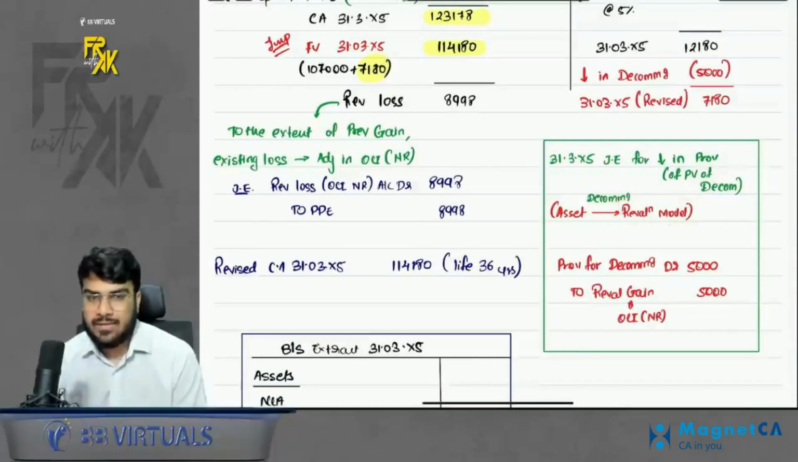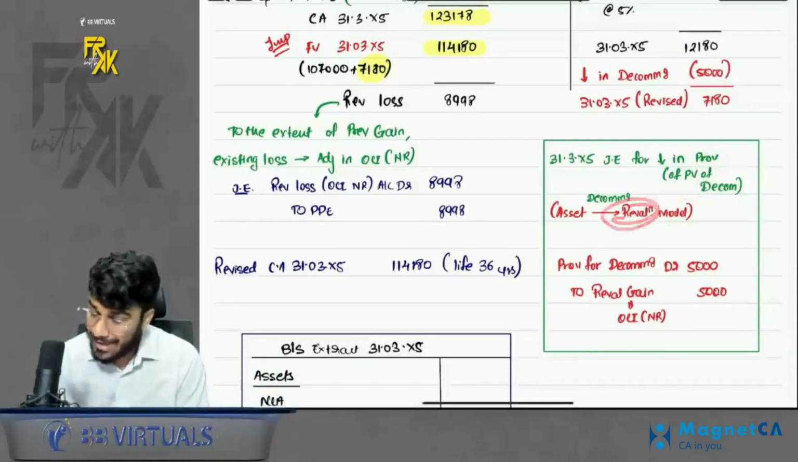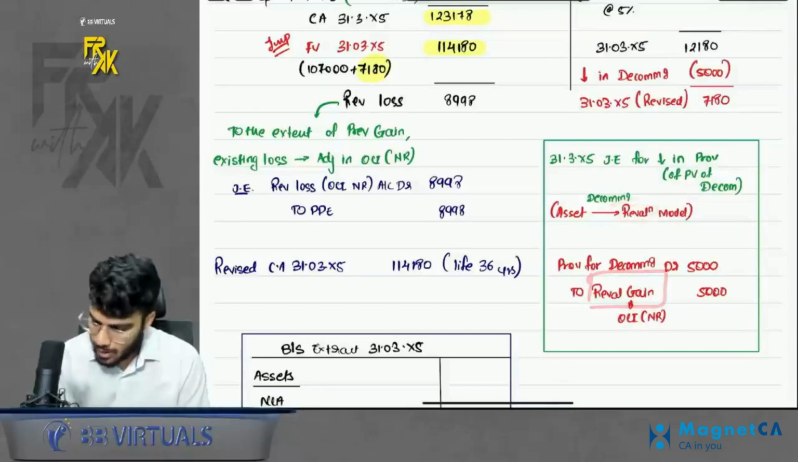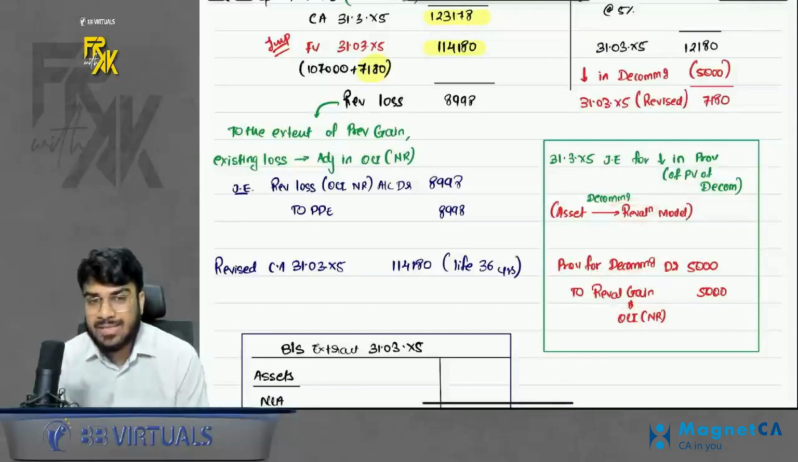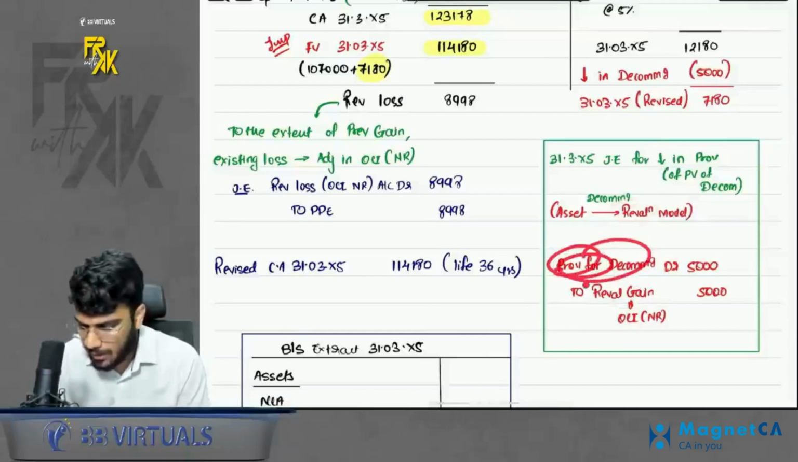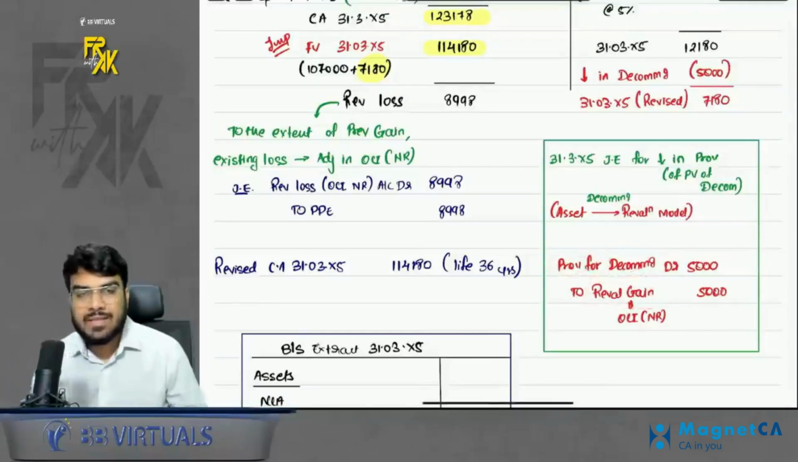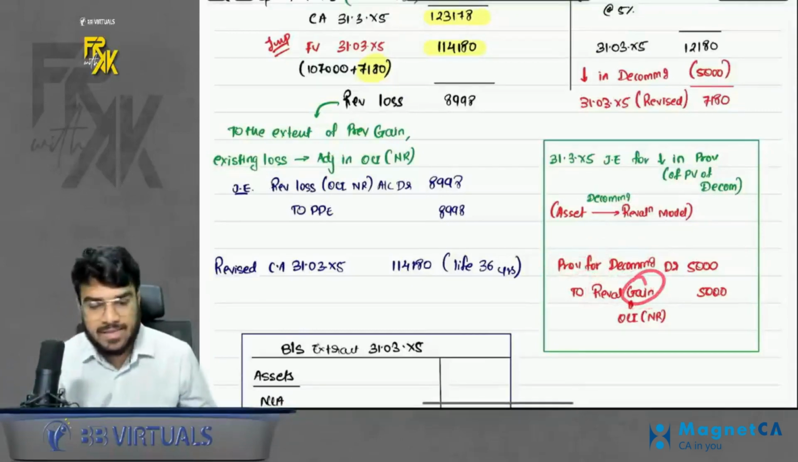So you will adjust from revaluation gain loss, right? So we will pass the entry because there's a reduction. We will say provision account debit to revaluation gain. Now, where will such gain get transferred?